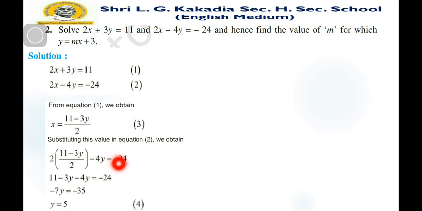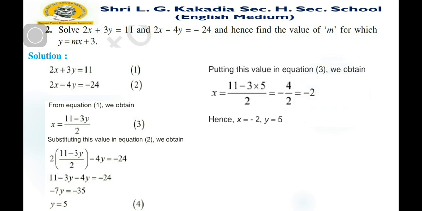Then minus 24 minus 11, that is minus 35. So y is equal to 5. It is equation number 4, the value of y, and we know that if you put equation number 4 in equation number 3, then we get the value of x, as you can see here.